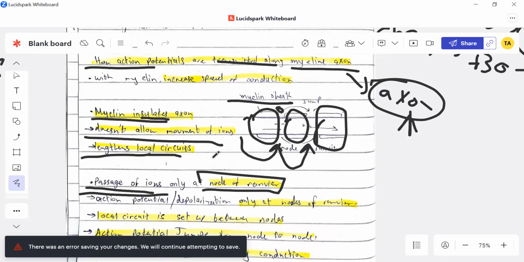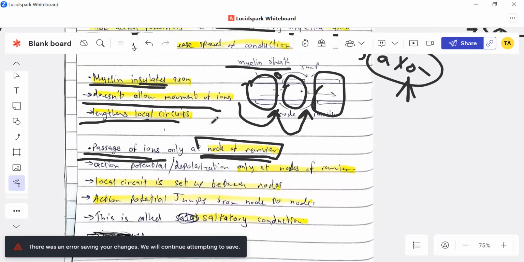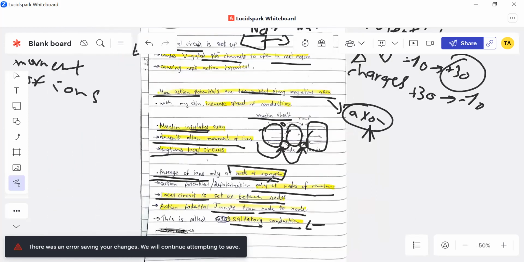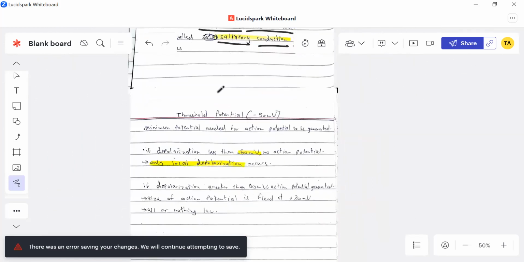So passage of ions only happens at the nodes of Ranvier, and action potential only happens at the nodes of Ranvier. Local circuit is set up between nodes. These gaps are called the nodes, and action potential jumps from node to node. This is called saltatory conduction. This is how the myelin sheath insulates the axon.